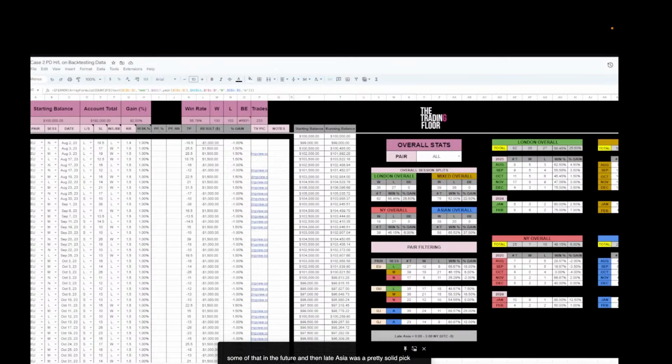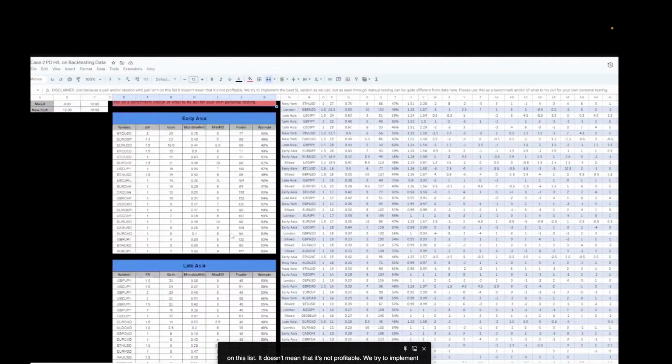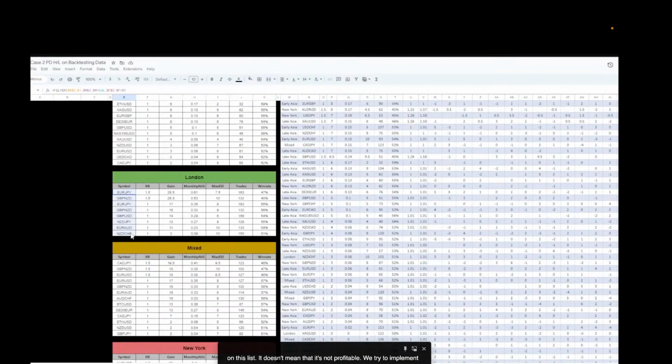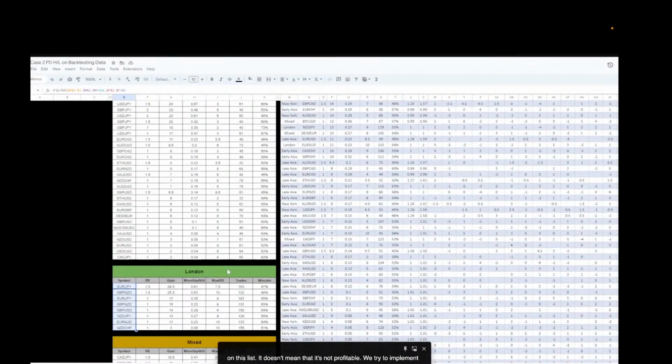What I also want to go over is the data breakdown. And so the pairs per session, what I did was I labeled the times. This was gathered by our deep testing, but I do want to make this disclaimer. Just because a pair in our session combination isn't on this list, it doesn't mean that it's not profitable. We try to implement the best stop loss version as we can, but as seen through manual testing, it can be quite different from the data here. Just use this as a benchmark of what to try out for your personal testing. Because what I mean by that is you come to London and EU is nowhere to be found, while in the testing, you could see that EU did really well in London. And so using just this as a benchmark is a pretty good idea.